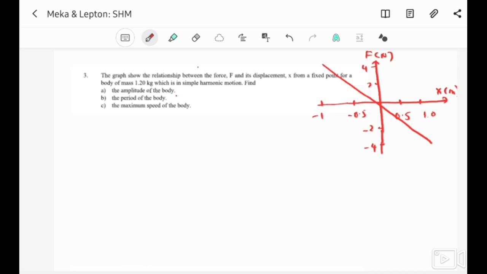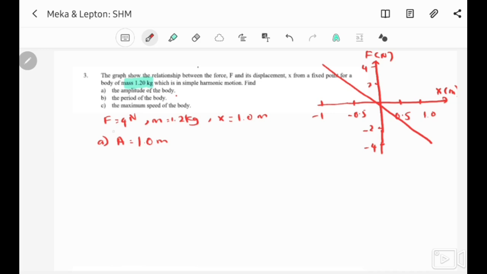So we take out the information first. We have mass 1.2 kg, F is 4 newton, and x is the displacement, 1 meter. Because our x here is 1, it means our amplitude is equal to 1 meter. So settle for part A.